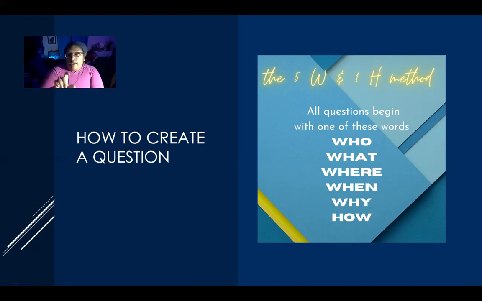Because if you have a yes/no question, then you have to follow it up anyway with a question that begins with one of these six words, right? So just start off with this. You need the five W's and one H method. That means that your questions will begin with one of these words: who, what, where, when, why, or how. This is an old journalism trick, by the way. Journalists know this. Newspaper reporters never ask a question that doesn't start with that.